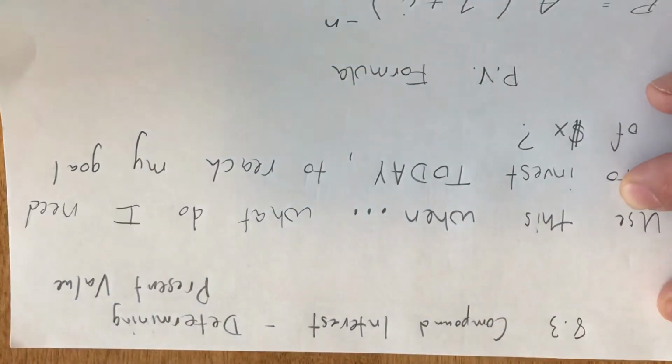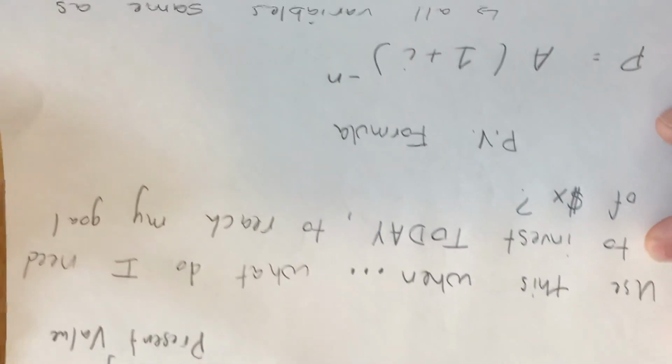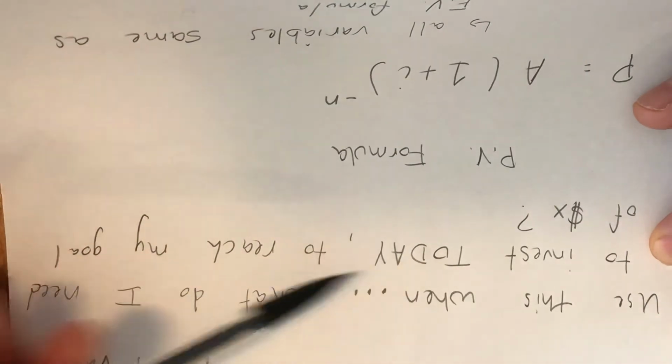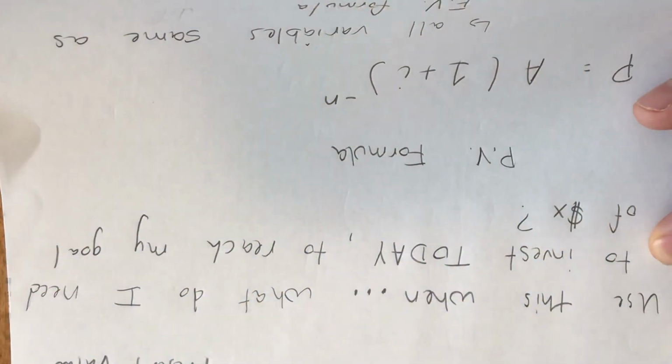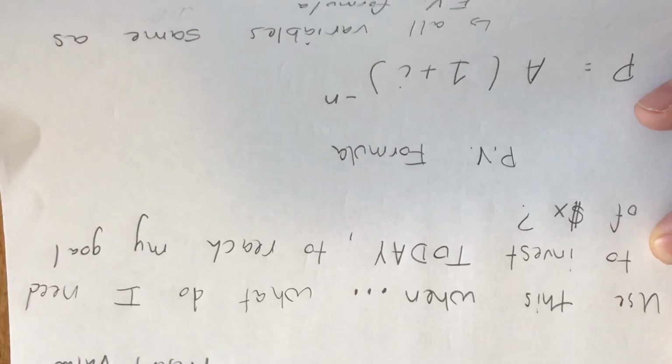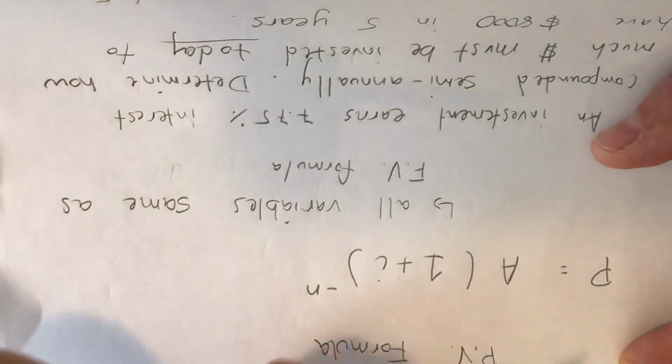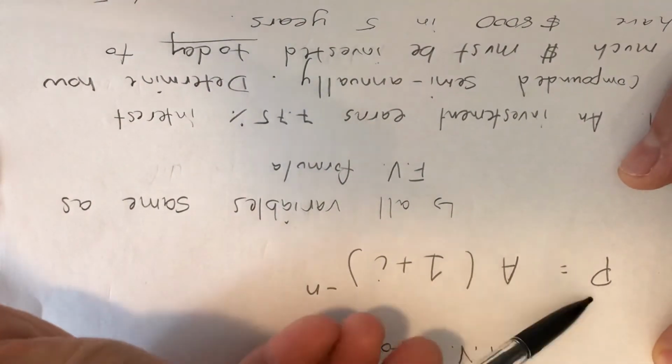That's for 8.2. The next section is 8.3, compounding interest, determining the present value. For these questions, we use this formula when the question says, what do I need to invest today to reach my goal of X number of dollars? Before, we put in some money and wanted to see what it would be in the future. Now, if you have a goal and you need to put money in today, the formula works backwards. It's the same formula, but P and A switch places.